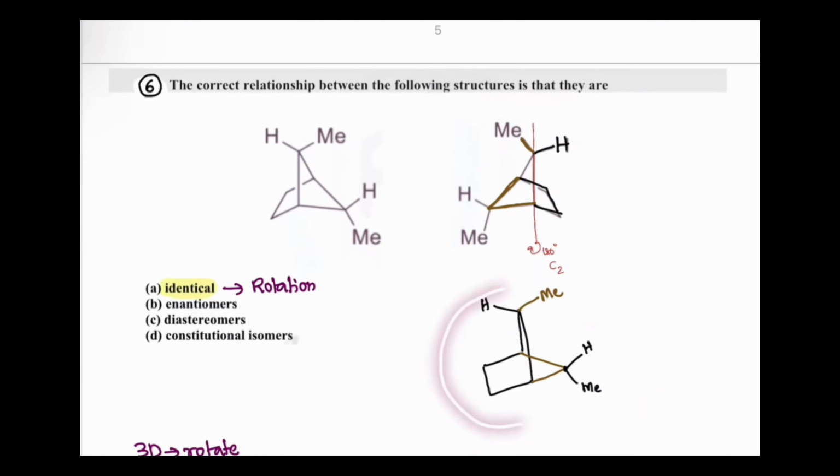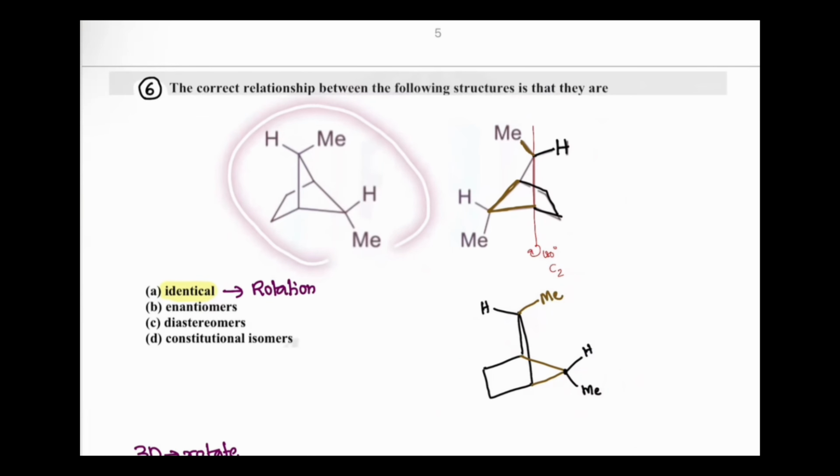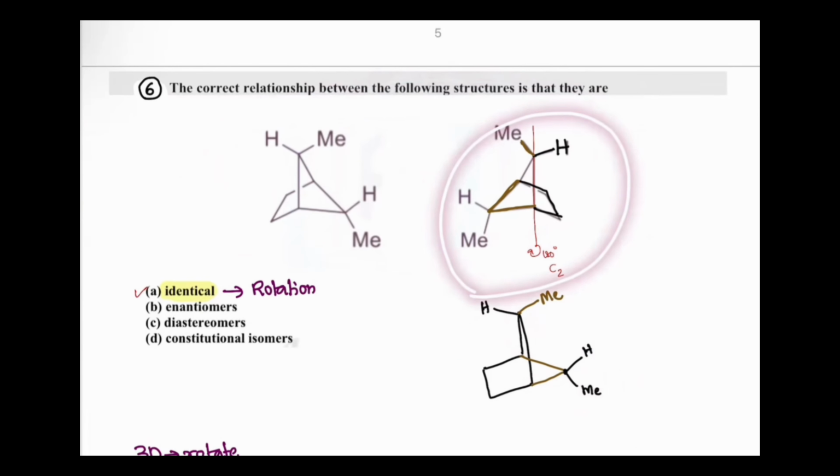Now if you compare this molecule with the first molecule, we can see that in the first molecule all these things are exactly similar to the second molecule after the C2 rotation. So just by doing a C2 rotation in the second molecule, we get the first molecule. That means both these molecules are identical. So the correct relation between the structures is that the answer will be A. They are identical, because just by rotating the second molecule by 180 degrees, we get the first molecule.